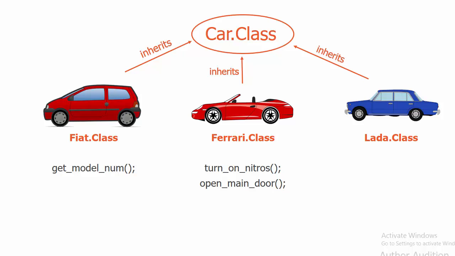In that case, the Fiat class will have to contain only the get model number method, and the Ferrari class should have to contain only turn on nitros and open main door methods, and for sure the Lada class doesn't have to contain any additional methods. So to inherit any superclass from a subclass, we have just to use the magical word extends.